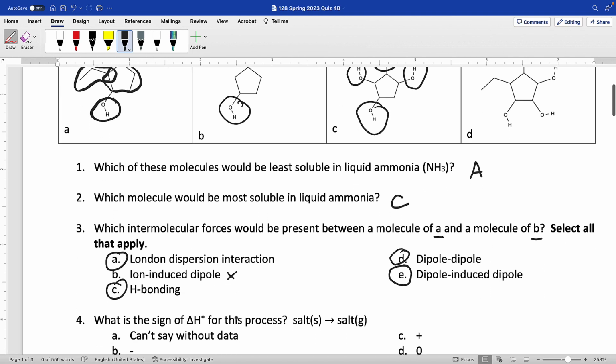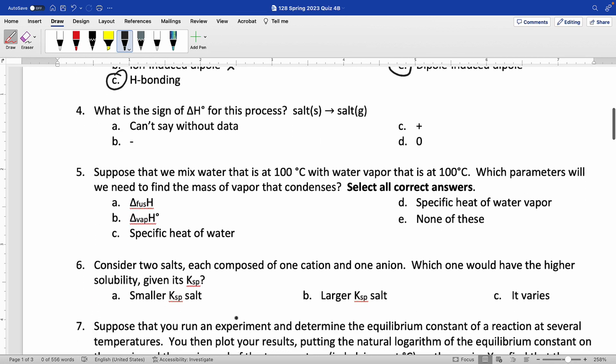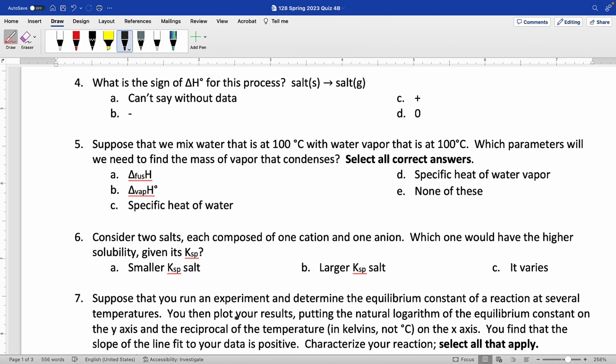That's wrong. Okay, what's the sign of delta H for a process in which we go from a solid salt to ions in the gas phase? And so we have a name for this. We call this the delta H for lattice. So it's breaking up a lattice, so we're forming individual cations and anions in the gas phase. This is always a positive number because we're taking a salt crystal.